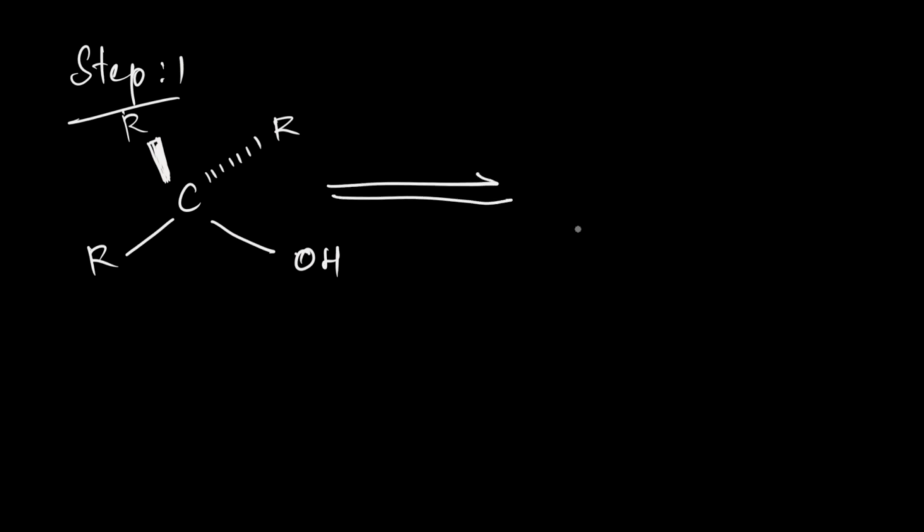Let me take a carbon which is having the 3 substitutions. Let's say this is OH and this will be getting replaced. So on the side I'm having R, R, H. The first step is the rate determining step. Why is that the rate determining step? Because that is a slow step.